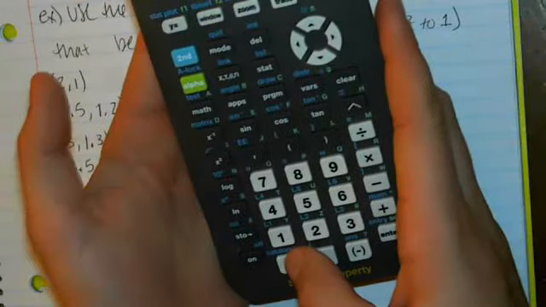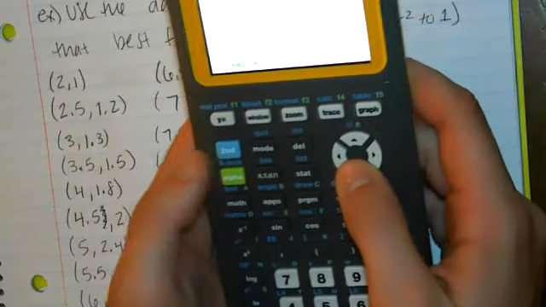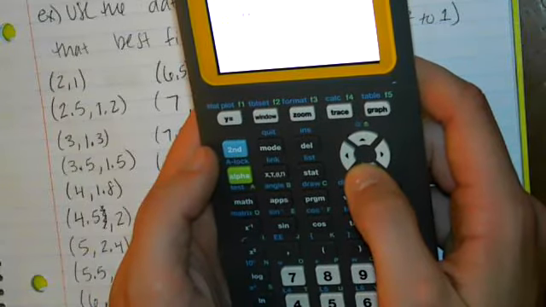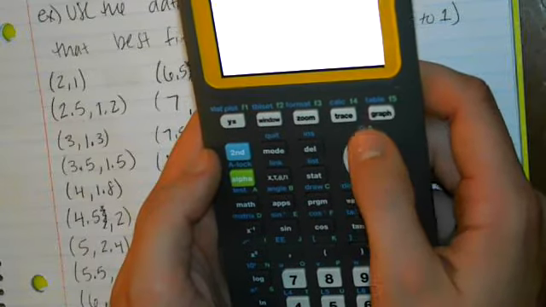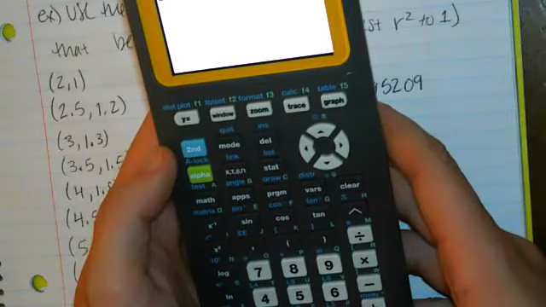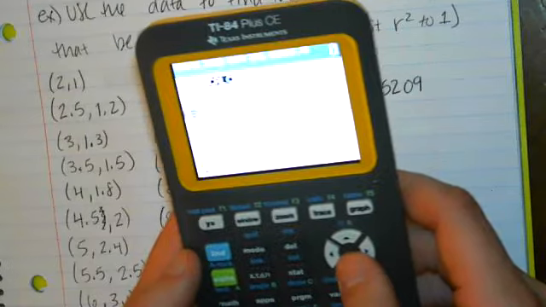Okay, and real quick, if you're not seeing R squared, you need to go to second and then to this catalog. Okay, so catalog is just above the 0, and go all the way down to what says diagnostic on. All the way down to diagnostic on, and you would hit enter and enter one more time, and then it should pop up done. Then you can go back and calculate these, and you will have your R squared value in there.